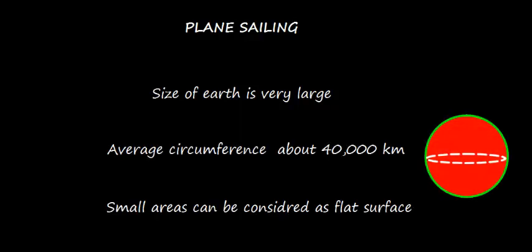Let us discuss plane sailing. The size of Earth is very large and the average circumference is about 40,000 kilometers. So, small areas can be considered as a flat surface. The limitation of plane sailing is about 600 nautical miles or so. Well, 1 nautical mile is 1.852 kilometers. So we get this much in kilometers.